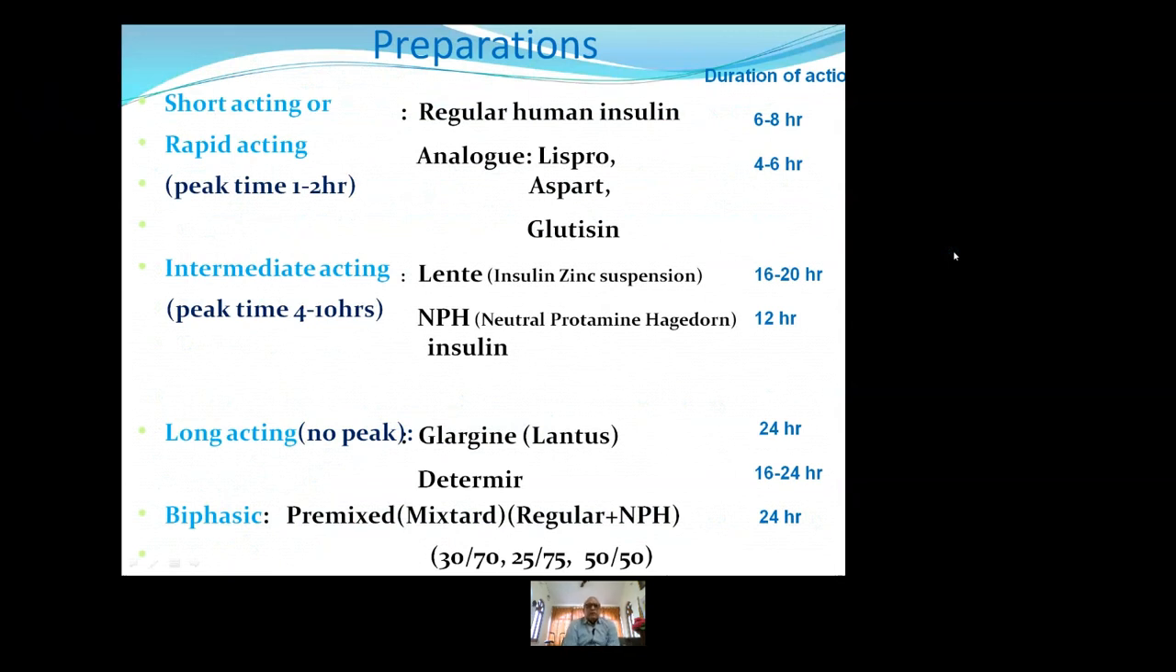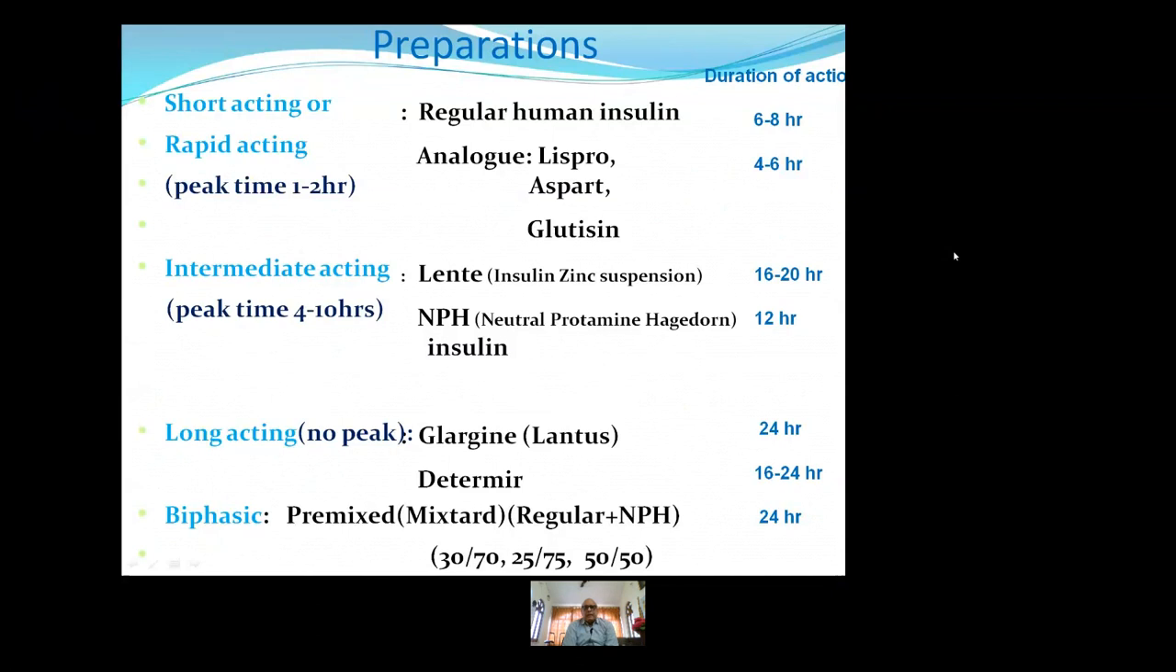Preparations: short acting or rapid acting are regular human insulin and analogs, that is lispro, aspart, and glulisine. In short acting or rapid acting, peak time is 1 to 2 hours, and duration of action is 6 to 8 hours for regular human insulin, and for analogs, that is lispro, aspart, and glulisine, it is 4 to 6 hours.